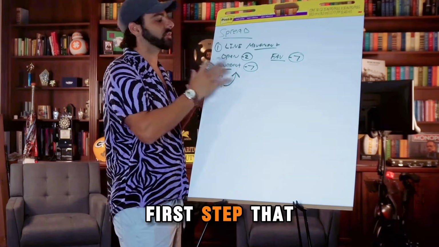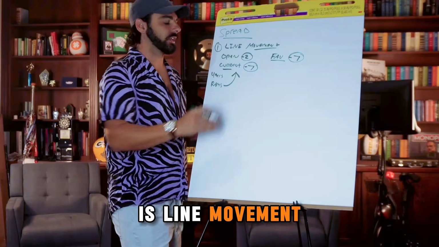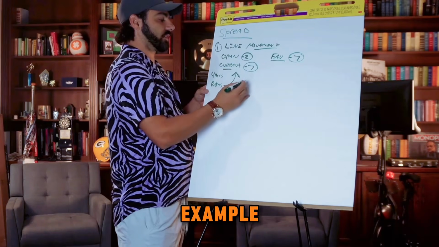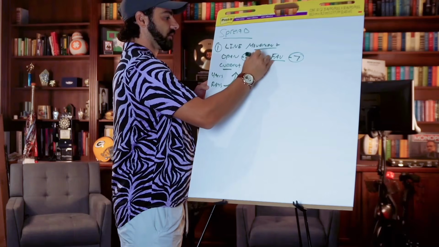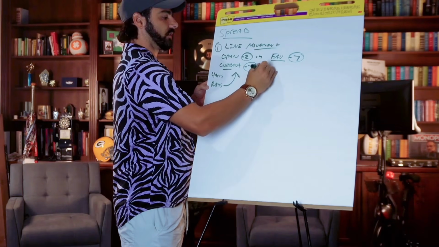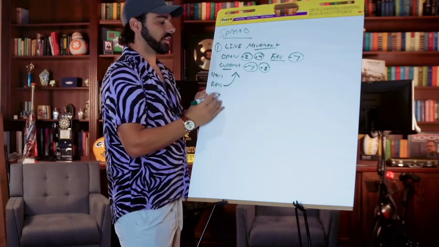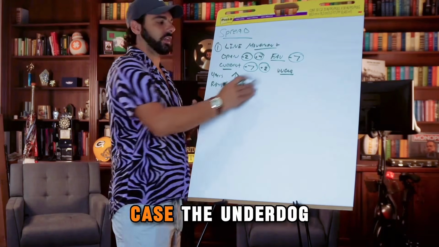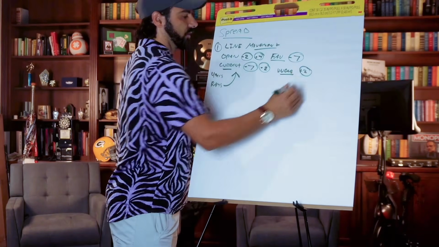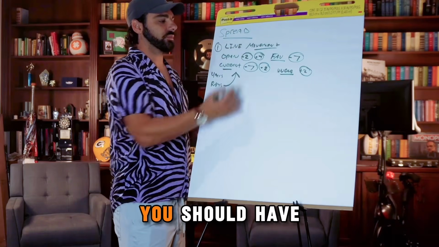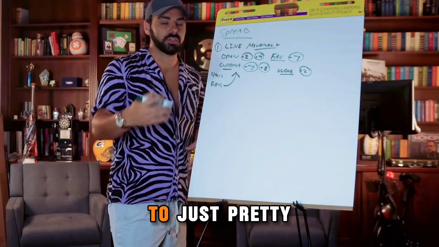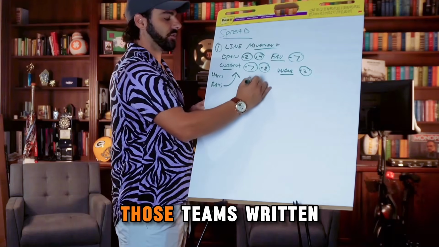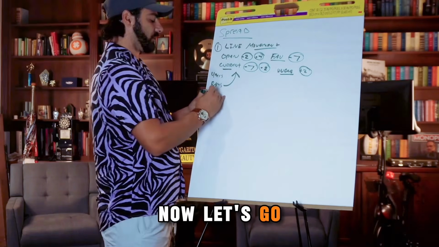Like I said, the first step that you're looking at is line movement. Now let's discuss if it was the opposite way here. Let's say, for example, that the opening line was -7 and then the current line is -2. We're going to say it went the opposite way. If that was the case, then you'd be looking at the underdog, which in that case would be +2 currently. So once you knock down this first step, you should have knocked down a whole slate of games to just pretty much a handful of games that have the correct line movement, and you'd have those teams written down. Now let's go ahead and get to number 2.